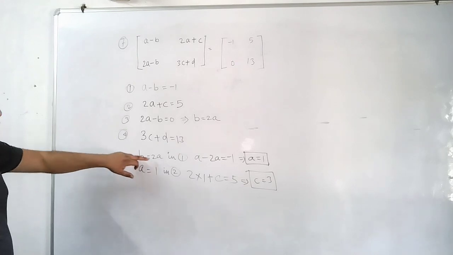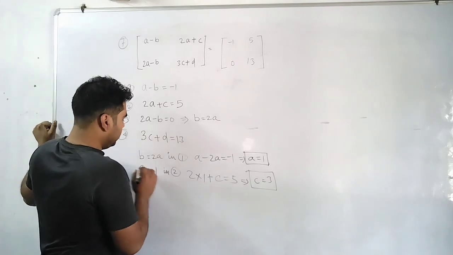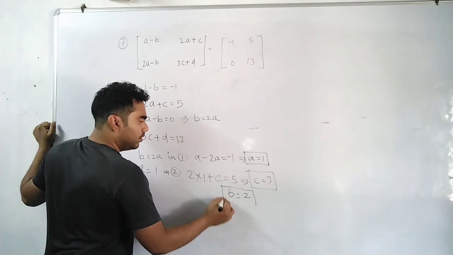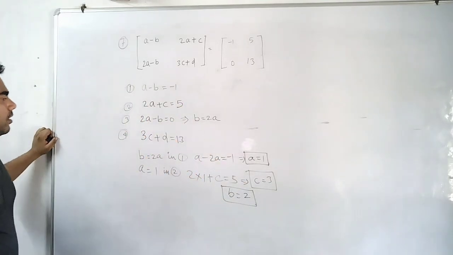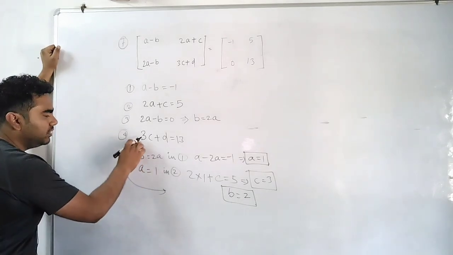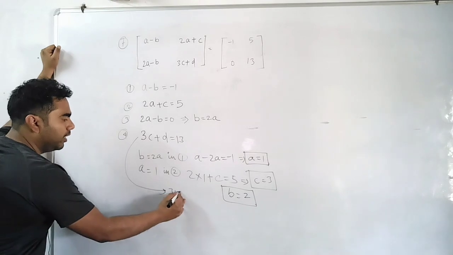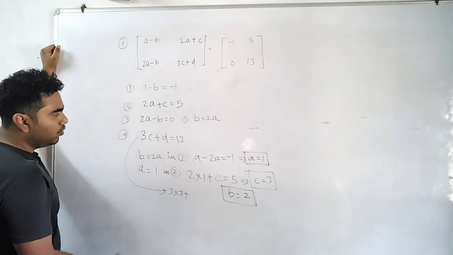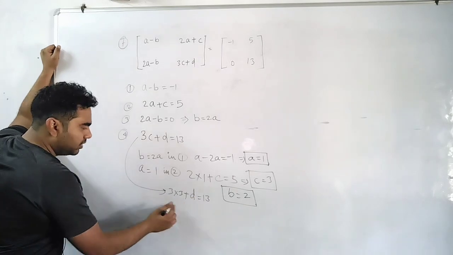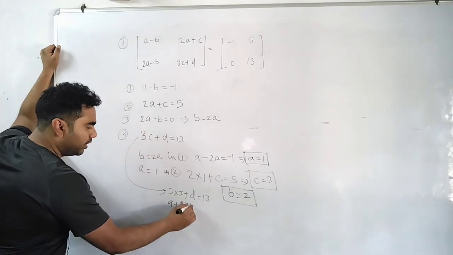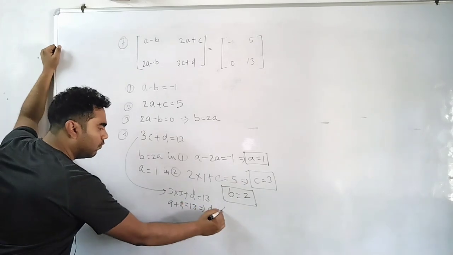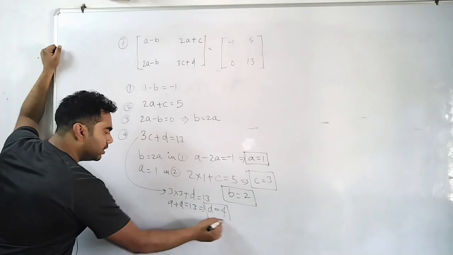As you know that B is equal to 2A, so kindly write B is equal to 2. Now D, how to find D? Just plug the value of C, 3, into 3 plus D, which we need to find is 13. On simplifying this equation, 9 plus D is equal to 13. What we get? D is equal to 13 minus 9, 4. D is equal to 4.